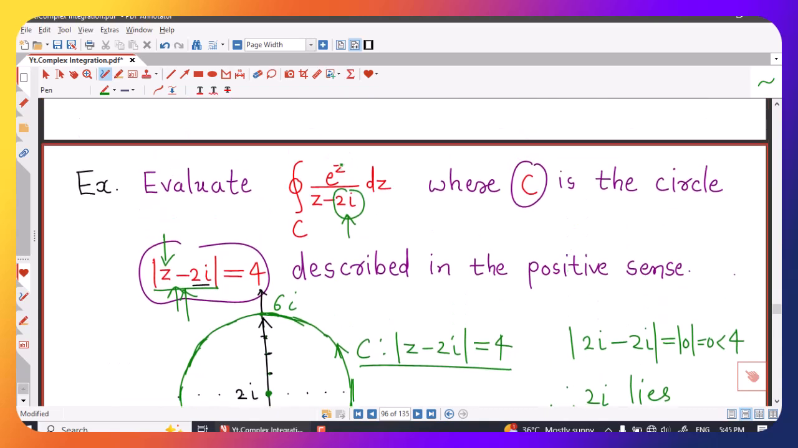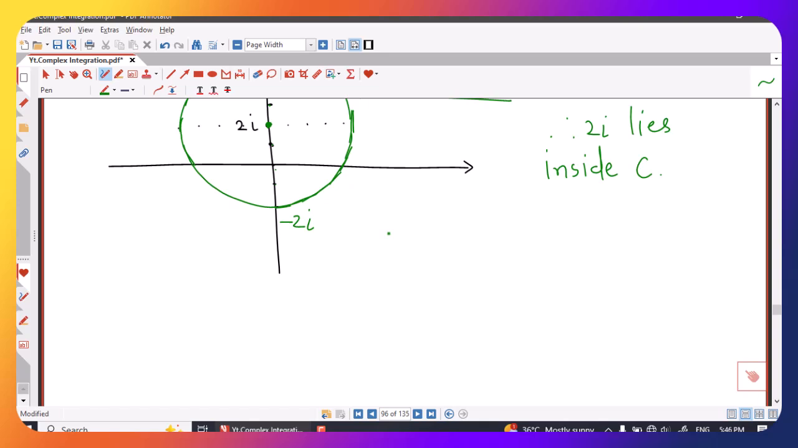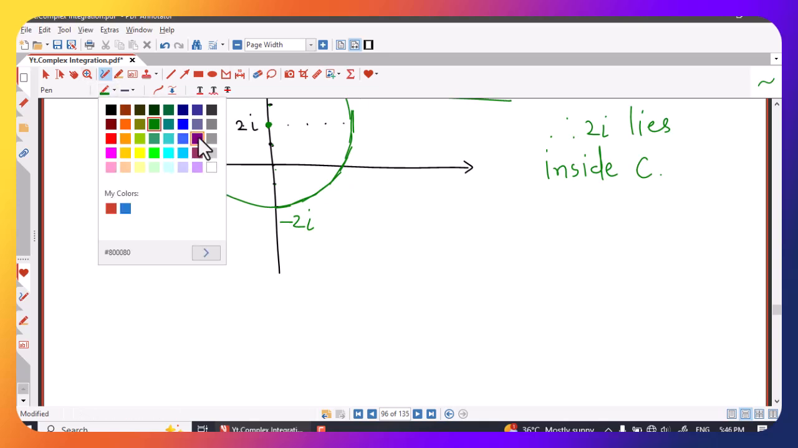And if we compare with f of z divided by z minus z0, then we can see we have f of z equal to e raised to z, which is an entire function, analytic everywhere in the complex plane. Therefore it is analytic everywhere inside and on this simple closed contour, and z0 is 2i. So we should write systematically.